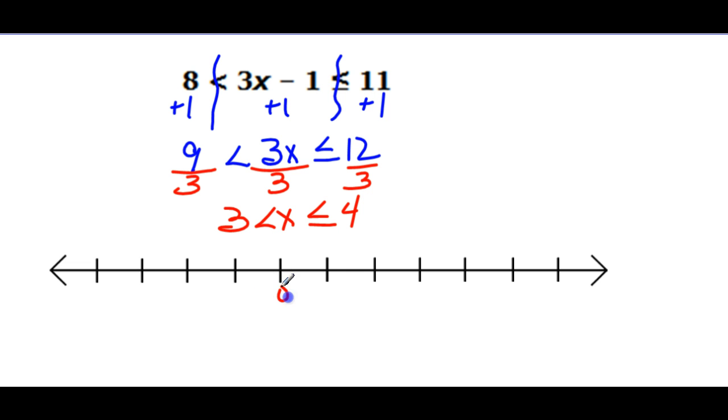Okay? So if this is 0, 1, 2, 3, 4, to graph that, my lower edge is going to be at 3, and that's just less than, so that's open. My upper boundary is going to be at 4, that's or equal to, so it's closed in. And basically, x is everything in between there.